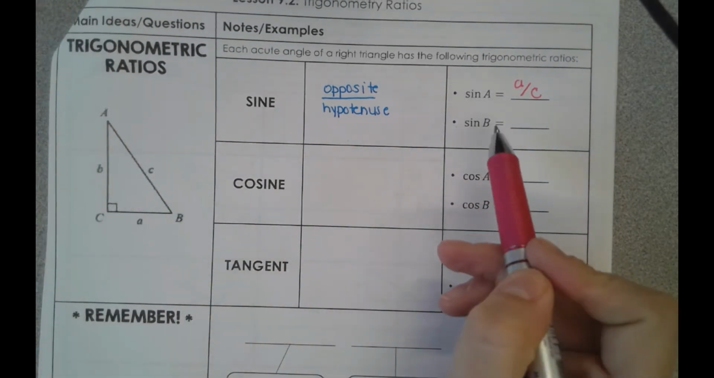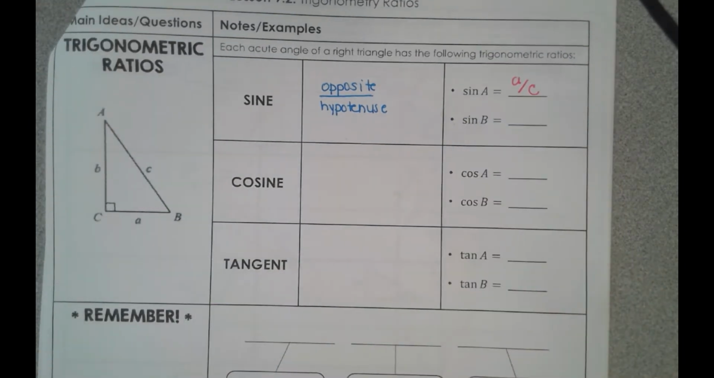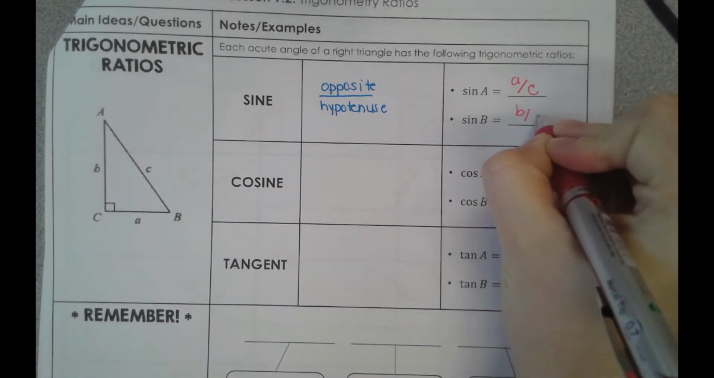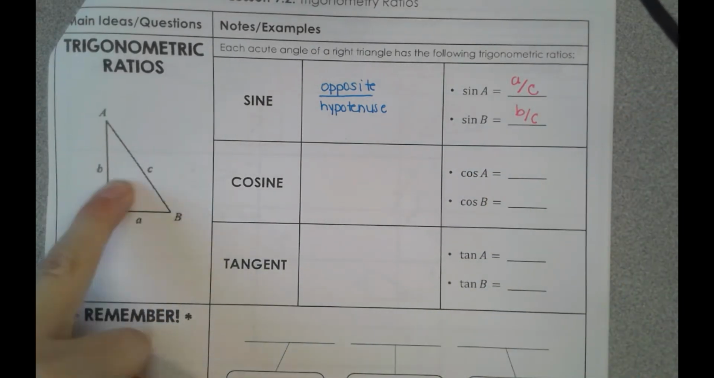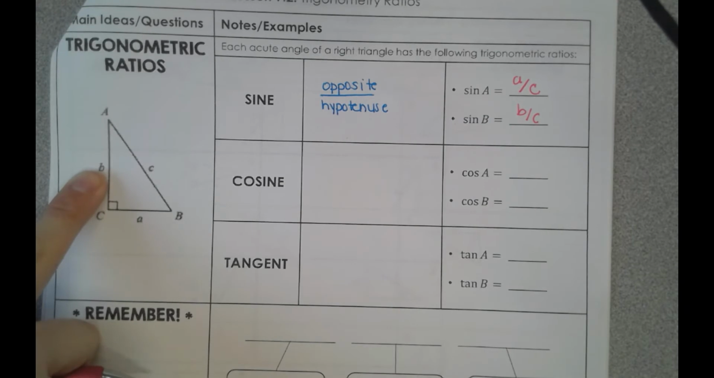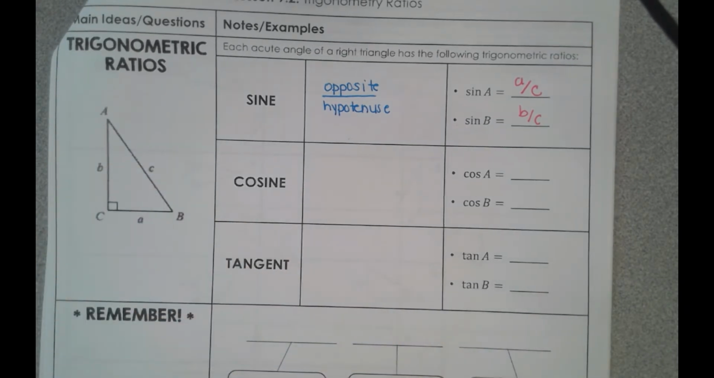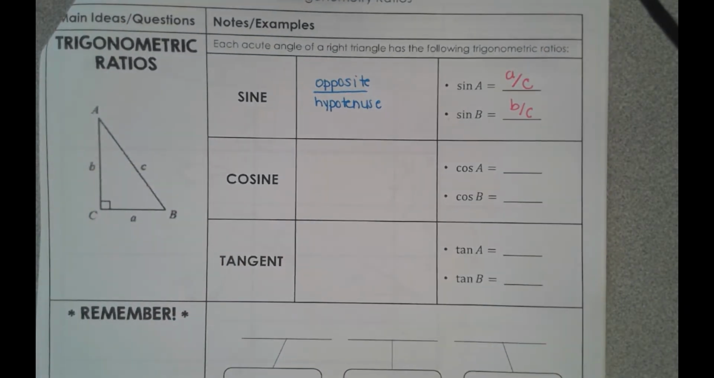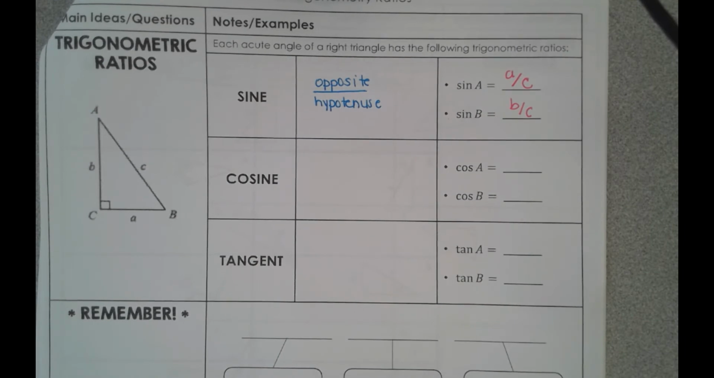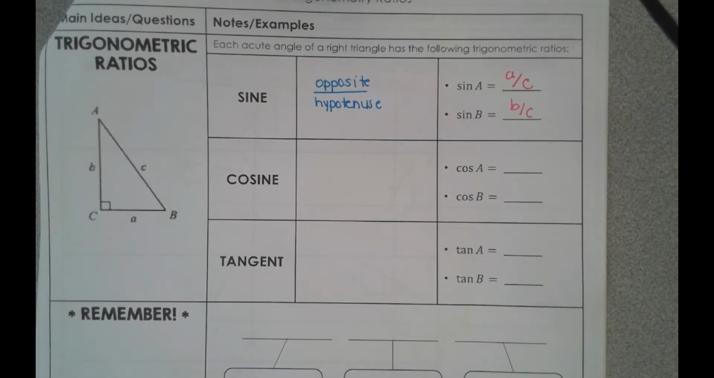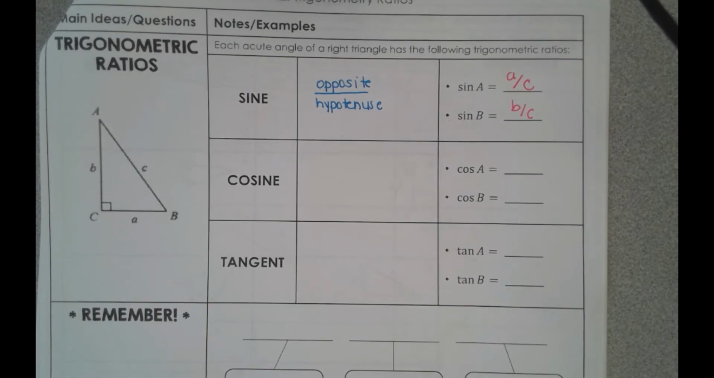Sine of B, what is sine of B? Little b over little c, yep. So opposite of B is little b, and then hypotenuse is C. Remember, your adjacent and opposite will change based on which angle you're talking about, but the hypotenuse doesn't.